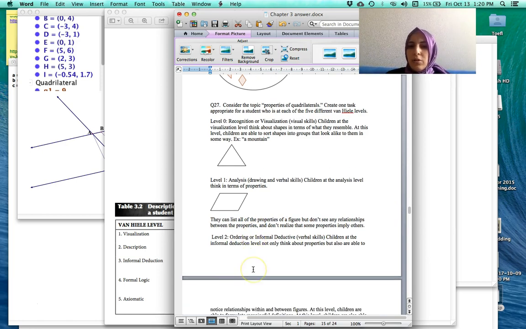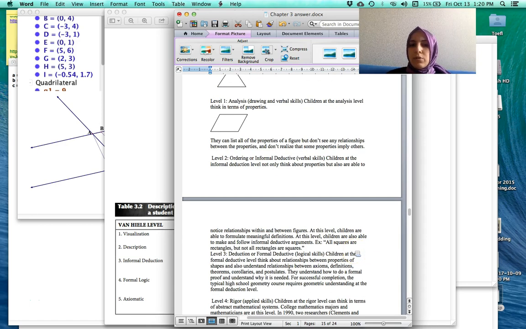Level 2. Ordering or informal deductive. Verbal skills. Children at the informal deduction level not only think about properties but also are able to notice relationships within and between figures. At this level, children are able to formulate meaningful definitions. They are also able to make and follow informal deductive arguments. For example, all squares are rectangles, but not all rectangles are squares.